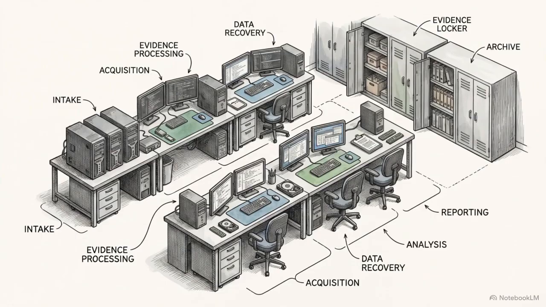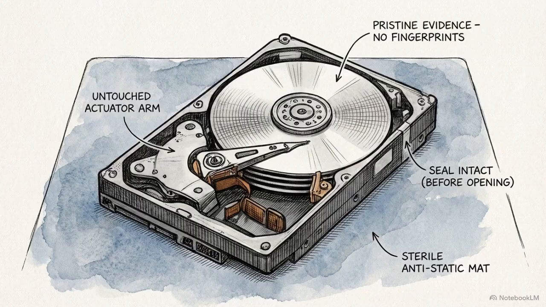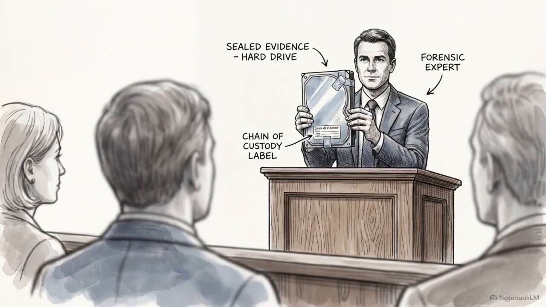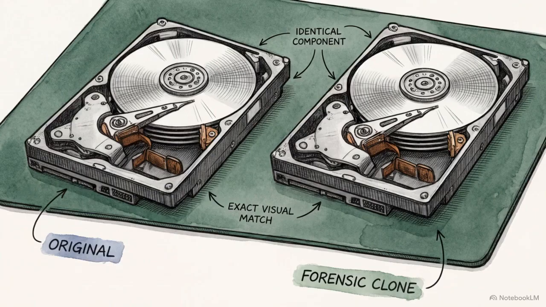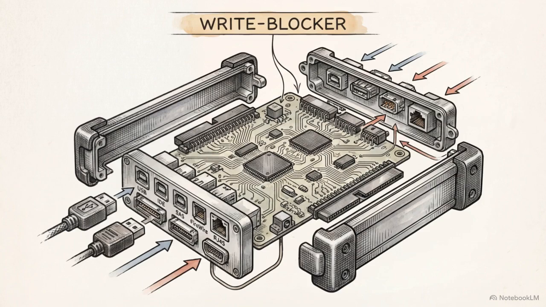Once the device is secured and transported back to a sterile forensic lab, the actual data processing begins. The examiner now faces a strict legal hurdle. How do they prove to a jury that the forensic copy is an exact, unaltered duplicate of the original drive seized at the scene? To guarantee this, labs use a two-part defense. The first is a hardware solution, the write blocker.